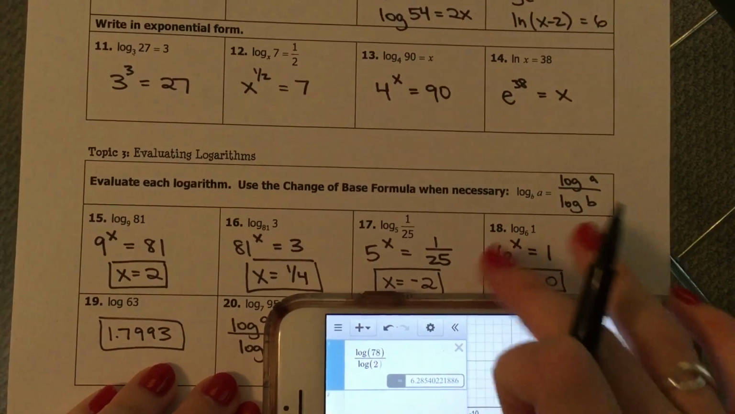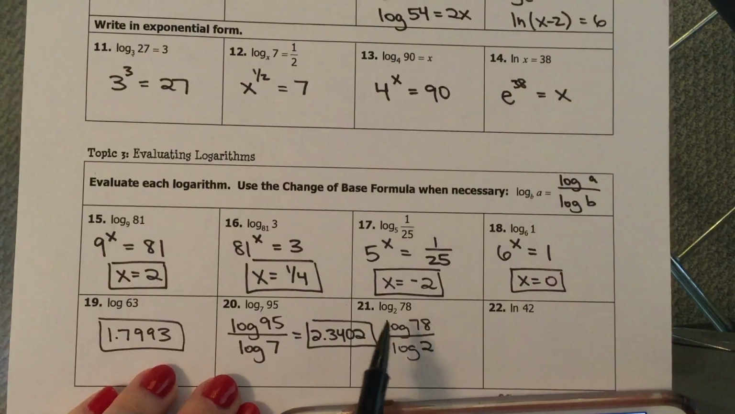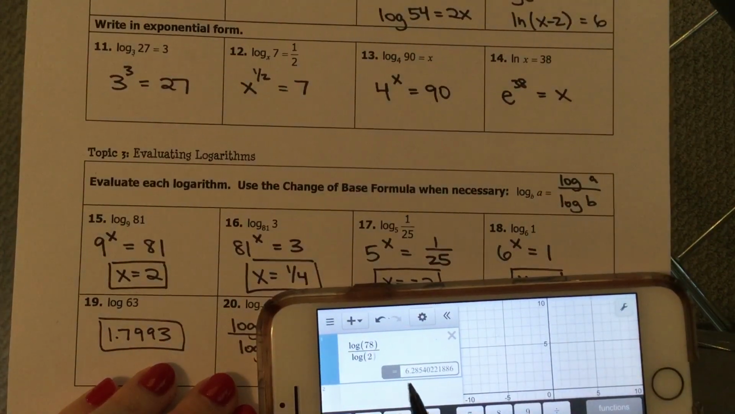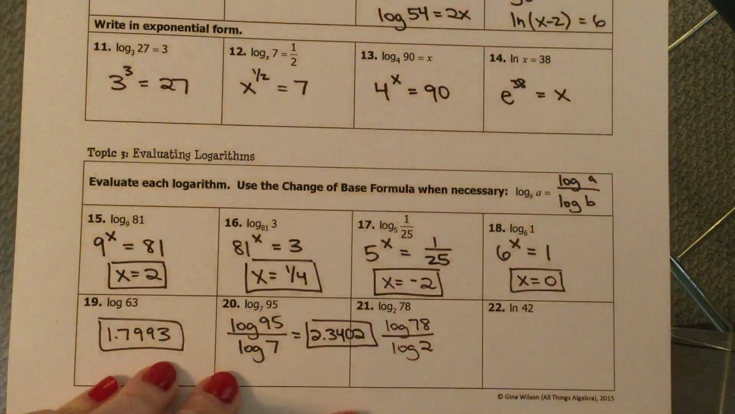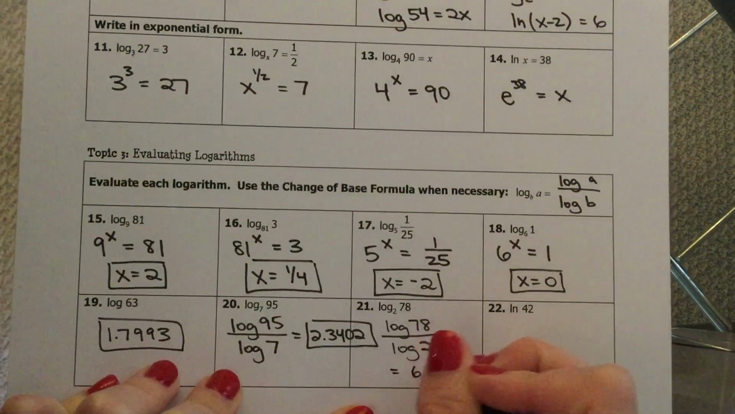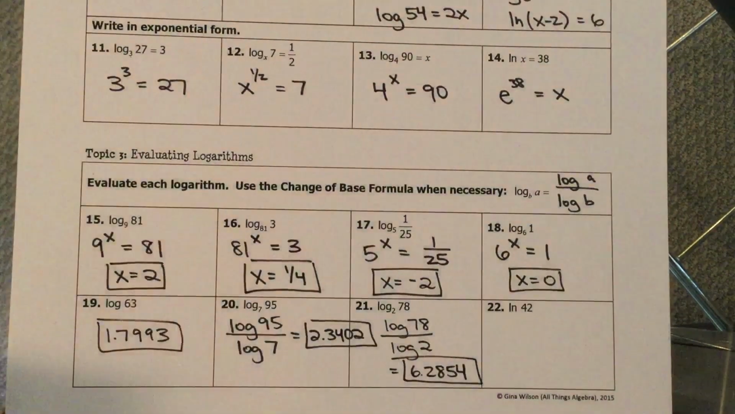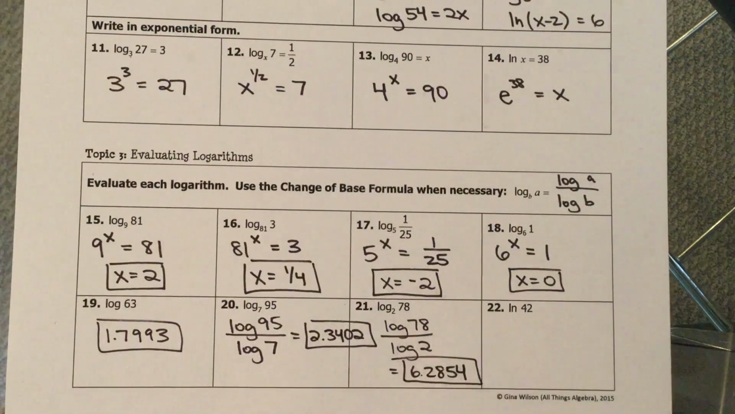Okay, so remember what this is saying: what exponent of 2 would give us 78? So this is telling us the exponent is 6.2854. Which should make sense because 2 to the 6th is 64, and 78 is bigger than 64 but not as big as the next exponent.